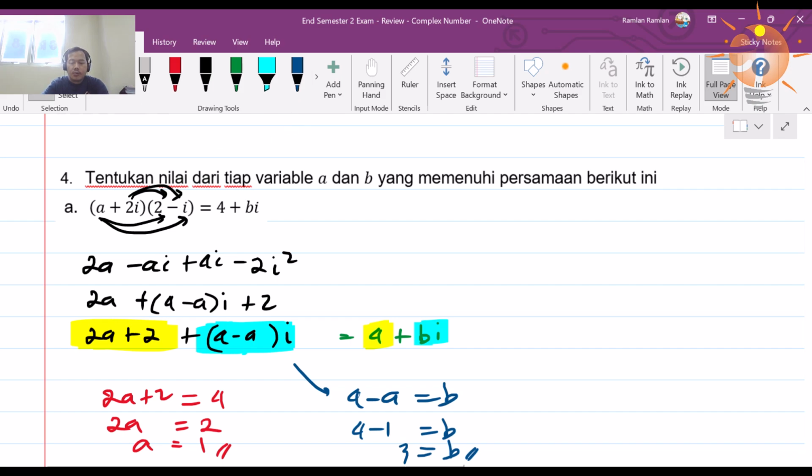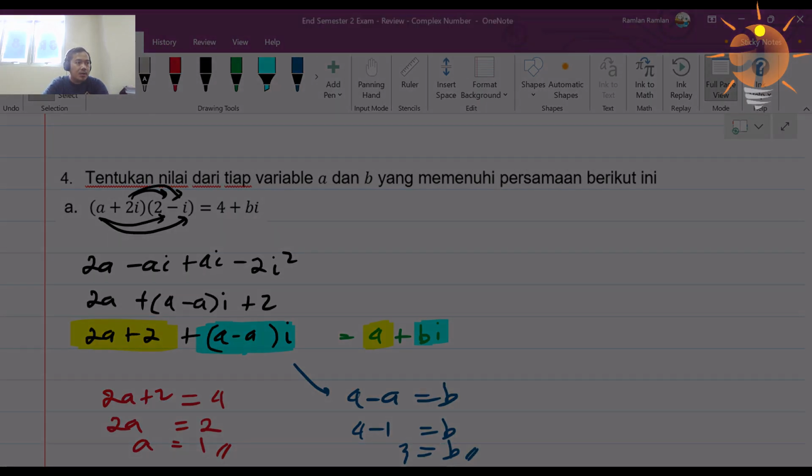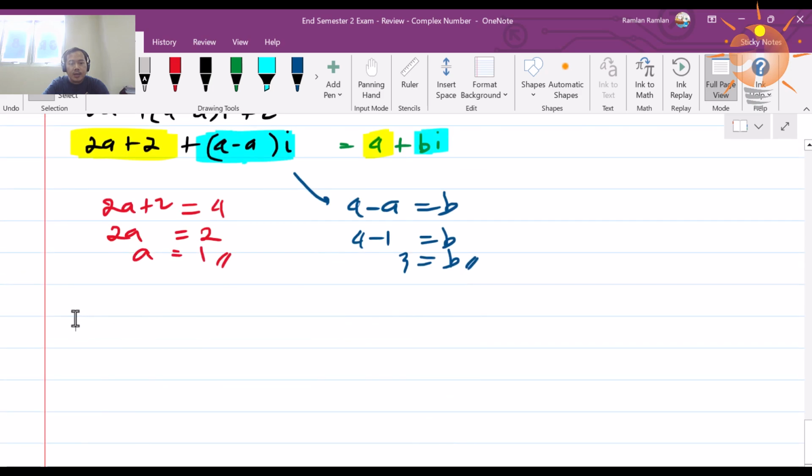Okay, so for question B, I'm going to leave it to you guys. Please do it by yourself, and it has the same exact concept like I just explained for question A.